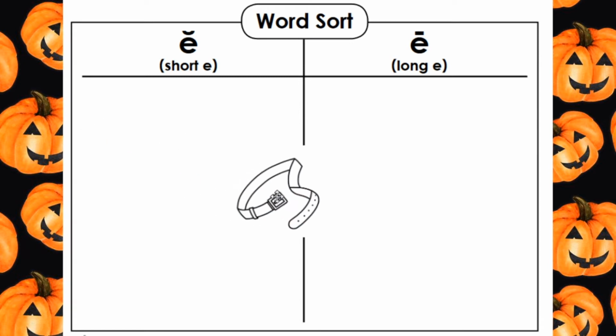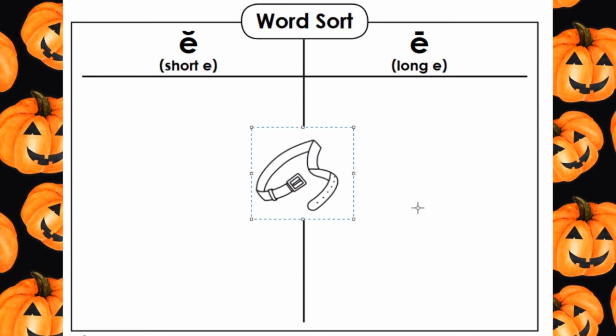So, this first one we have here, just look at it. What do you think this might be? Well, it's something that you put around your waist. You might see your dad or your mom wear it to keep up their pants. So, what might this word be? Give yourself a moment. Feel free to click on the screen and pause the video and think about it for a moment. But what might this word be?